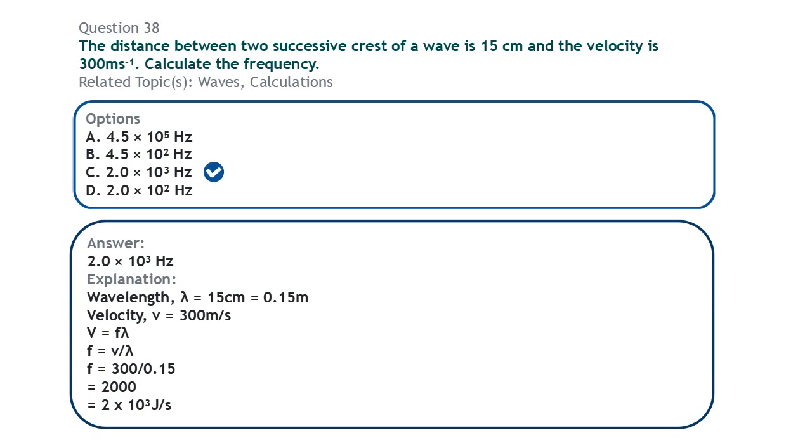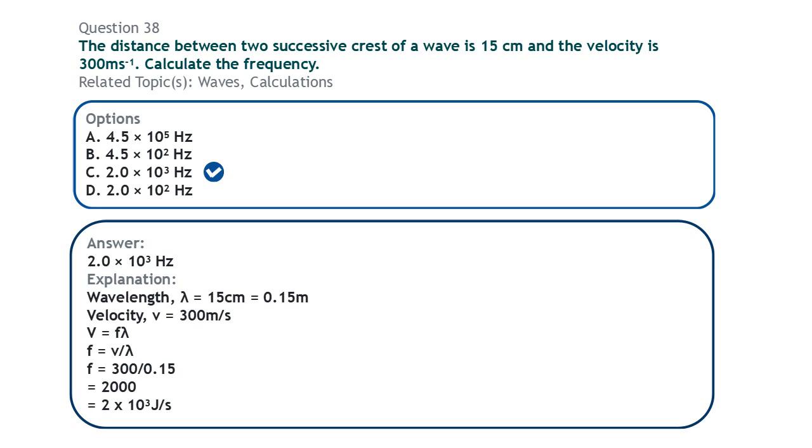Alright, so we know the formula showing the relation between velocity of a wave, frequency of a wave, and wavelength. That is v is equal to f lambda. But we are looking for frequency here, so we are going to divide both sides by lambda to get the value of f. So f is equal to v over lambda, like v divided by lambda.